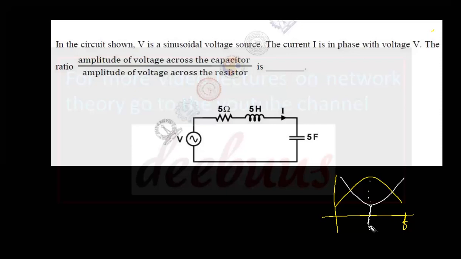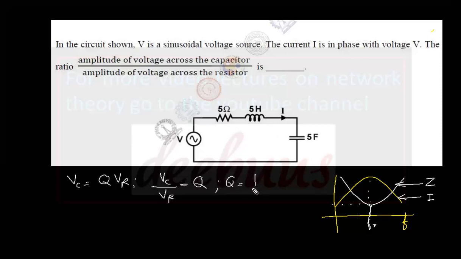This is the resonant frequency, this is the impedance curve, and this is the current curve. So it implies that current will become maximum at resonant frequency, and the value of impedance must be purely resistive. This is the value of the resistance, right? So moving to this question, as it is resonance, we know that at resonance the capacitor voltage is Q times the resistive voltage. So we have to calculate the ratio of the amplitude of voltage across the capacitor to the resistor, that is VC by VR. That is merely Q.